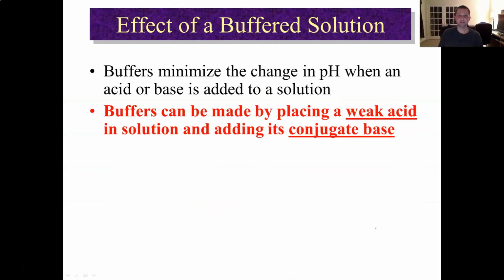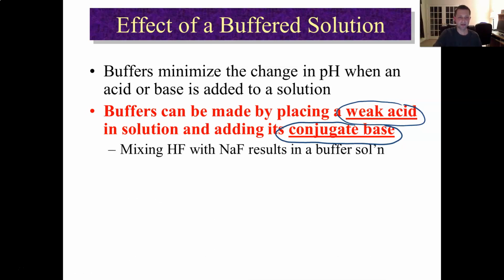Buffers minimize pH change when you add an acid or base to them. Here's how they're made. That's in red up here. So it's pretty important stuff. Buffers can be made by placing a weak acid in solution and adding its conjugate base. All right, so this is key stuff here. It's weak acid, conjugate base that you want to look for in a buffer solution. We're going to see how it works on the next slide or two.